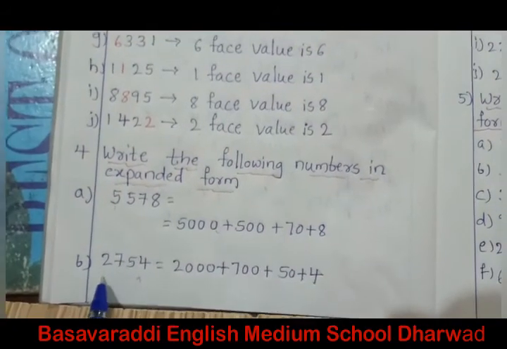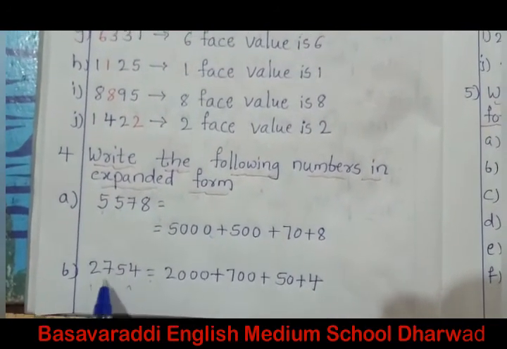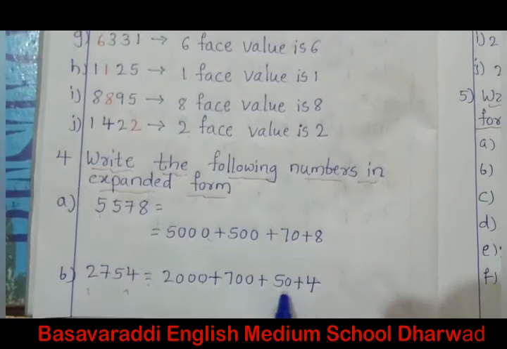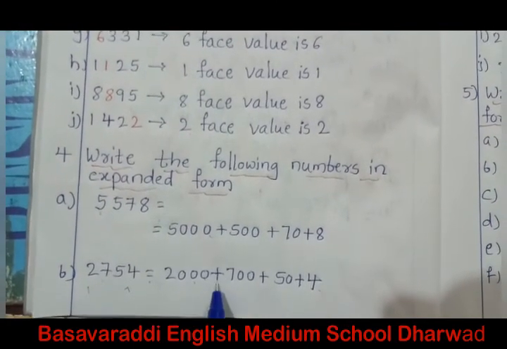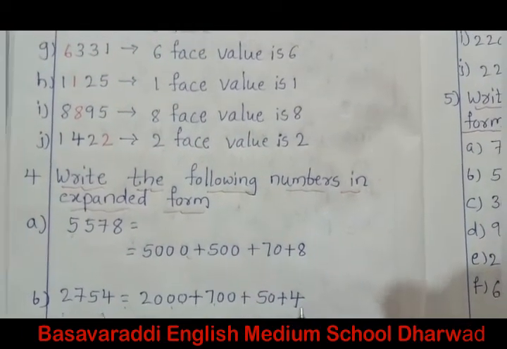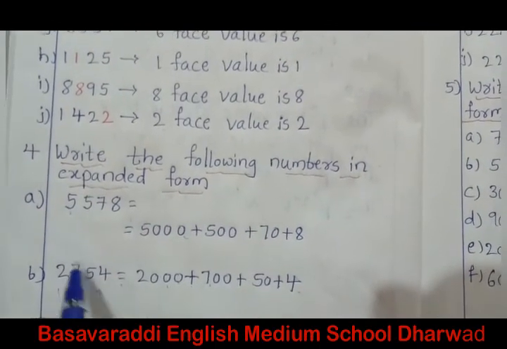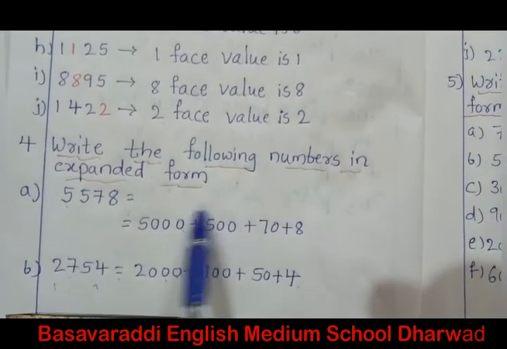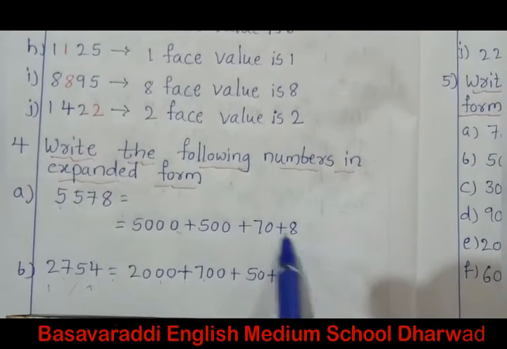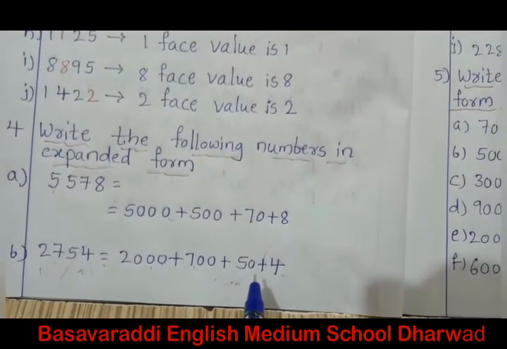Second one, 2754. 2754 is 2000 plus 700 plus 50 plus 4. This is standard form. When we are expanding, we are adding each digit's place value. So it is what? Expanded form. This is an expanded form.